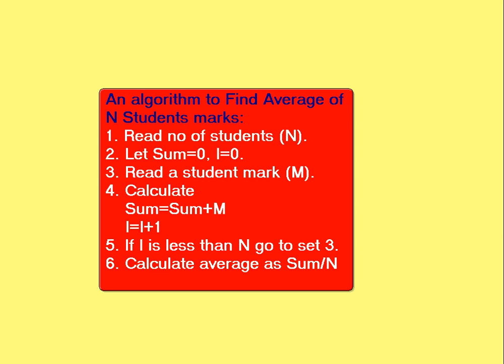Let us assume now we wanted to write an algorithm to find out the average of a class. We assume that initially the user will be asked to enter the number of students. Then initially sum is assumed to be 0. The I variable value will be assumed to be 0. Then we will read the marks, add it to the sum and increment the I value by 1. If I is less than n, then we again go and read the next student's marks. This we repeat till I value becomes n.